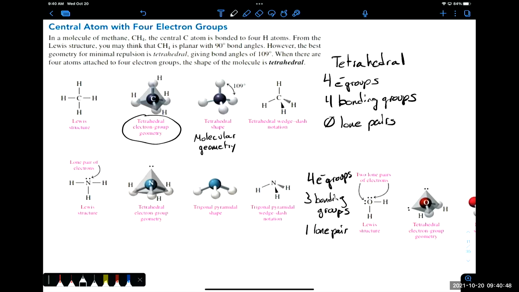So our number of bonding groups and our number of lone pairs will equal, yeah, it's over here. But you can also sort of just deduce it from the fact that we have 4 electron groups. Well, I guess you'd have to know from the Lewis structure that there's 4 electron groups. And then you could say there's 3 bonding groups because we have 3 atoms attached. So then there must be 1 lone pair.